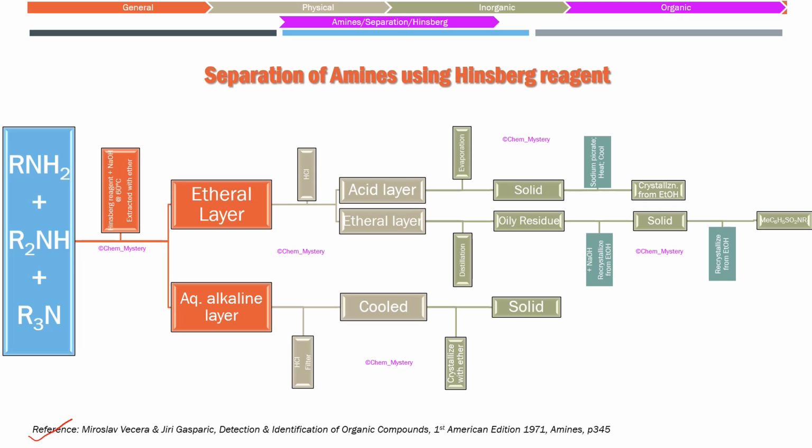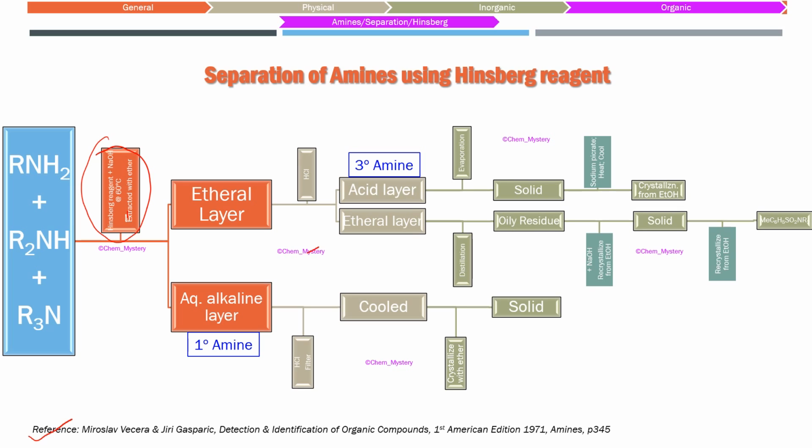1 degree amines go into the alkaline aqueous layer because the salt that is formed is soluble in this basic, aqueous medium. In the ethereal layer, we react our mixture of amines with Hinsberg reagent, then put in sodium hydroxide, and at 60 degrees Celsius we wait for some time, and then this is extracted with ether. Upon extraction we get the ethereal layer, and in this ethereal layer there are 3 degree amines as well as 2 degree amines present.